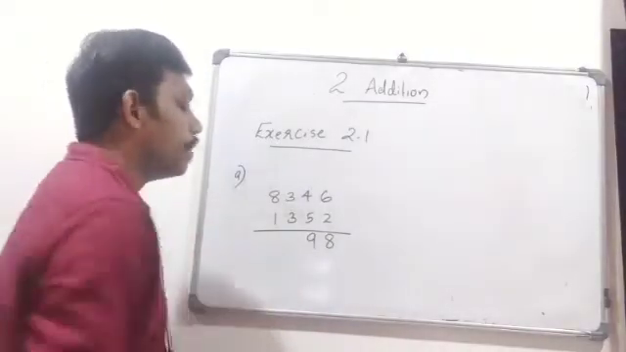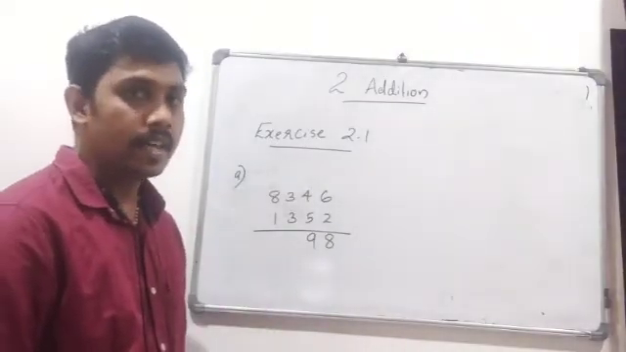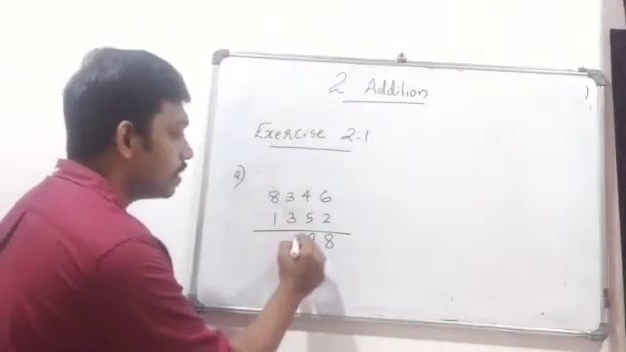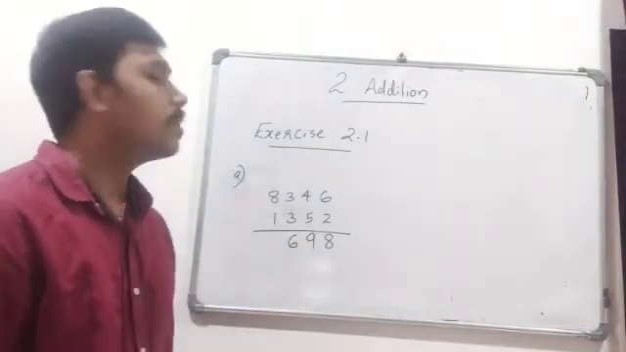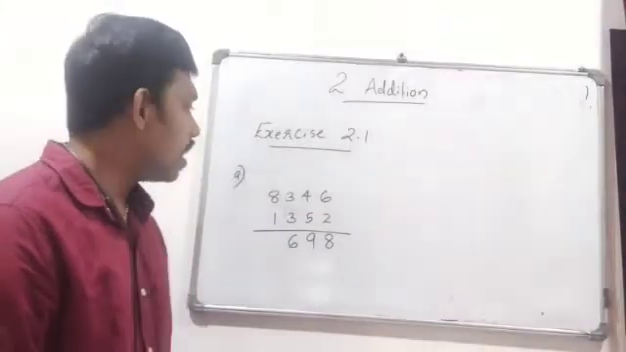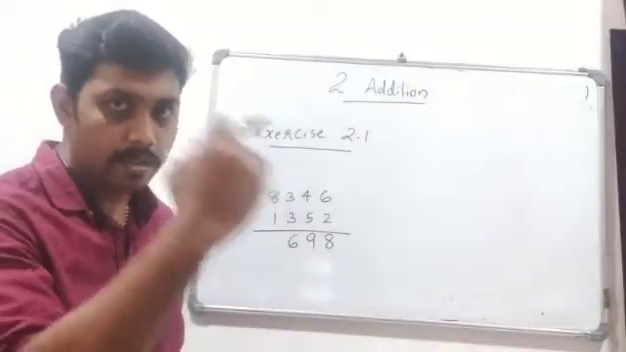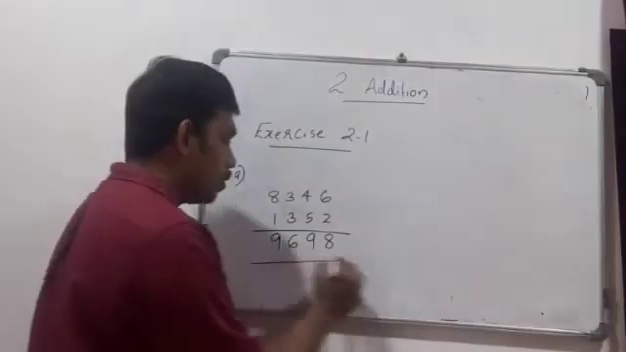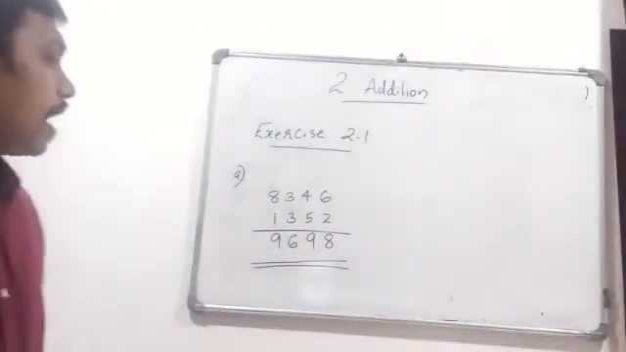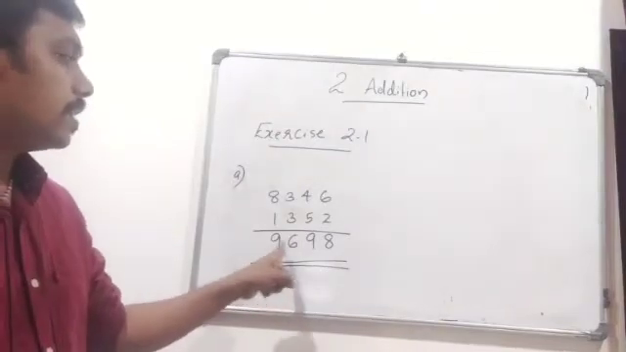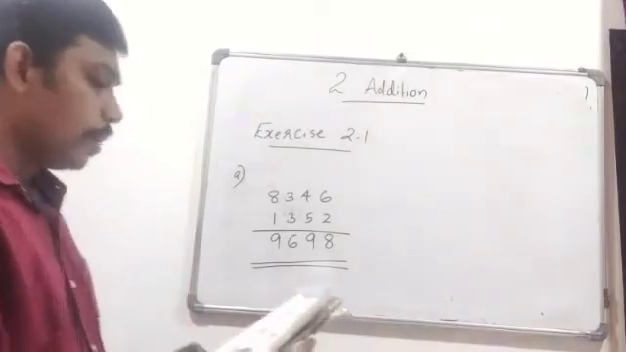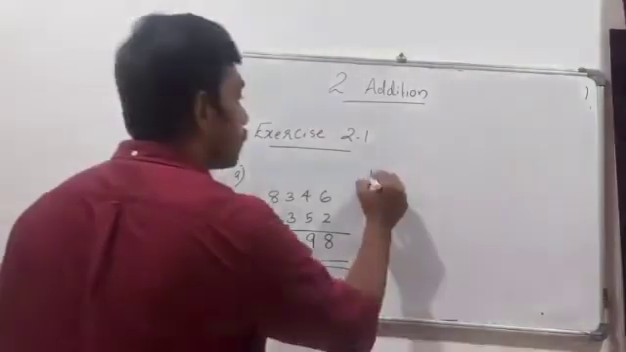Then coming to the next place, in the hundreds place, the digits are 3 plus 3. So the answer is 6. And then again, in the thousands place, the digits are 8 and 1. So 8 plus 1 is 9. So our first question's answer is 9698. Okay, so moving to the next question.